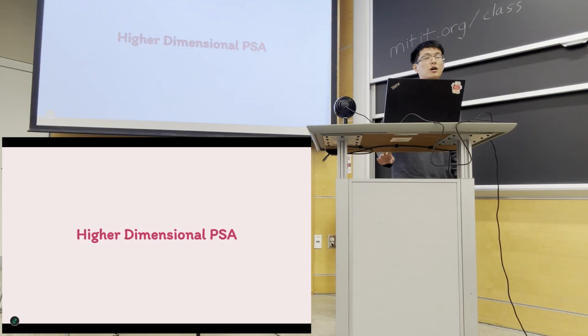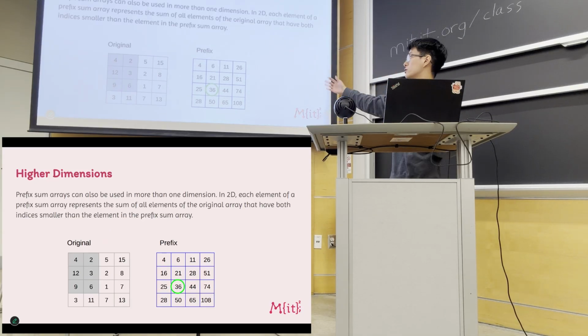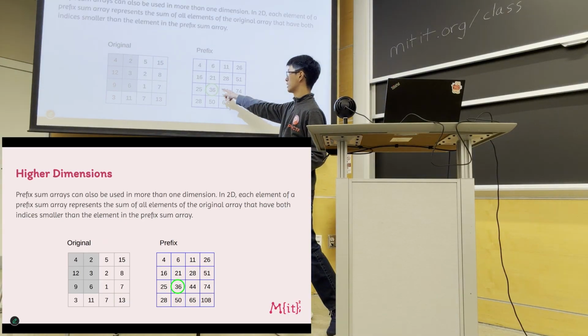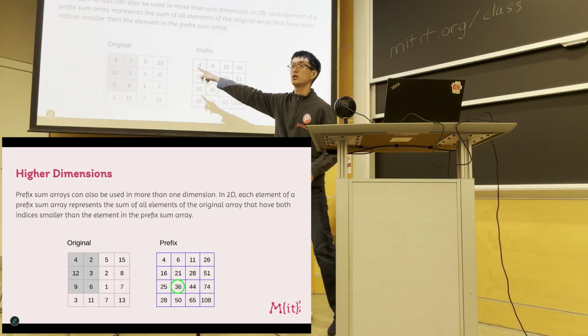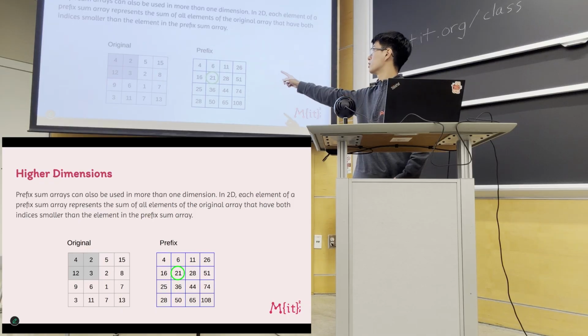So far, we've been covering prefix sums on one-dimensional arrays only. But there's nothing stopping us from going up to 2 dimensions or even higher. So in the classic 2D prefix sum, instead of each element in our prefix sum array corresponding to the sum of everything before it, it corresponds to the sum of everything to the left and up of it. For example, this 36 corresponds to the sum of everything in that gray rectangle. Similarly, this 51 corresponds to everything there. This 21 corresponds to the 2 by 2 square there.